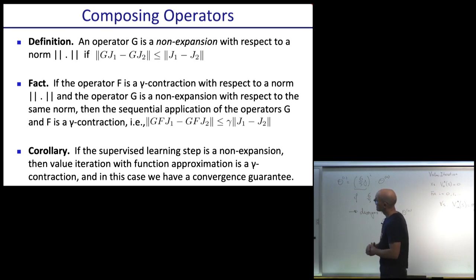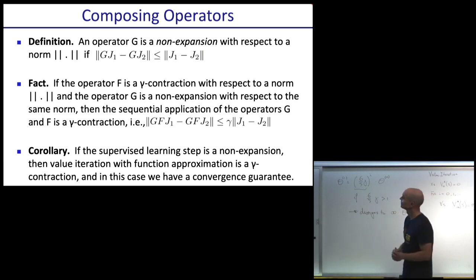If the operator F, another operator, is a gamma contraction with respect to a norm, and the operator G is a non-expansion with respect to the same norm, then the sequential application of the operators G and F is a gamma contraction. And if we then sequentially apply them, we might have convergence. In fact, we will have convergence, because we know contractions converge.